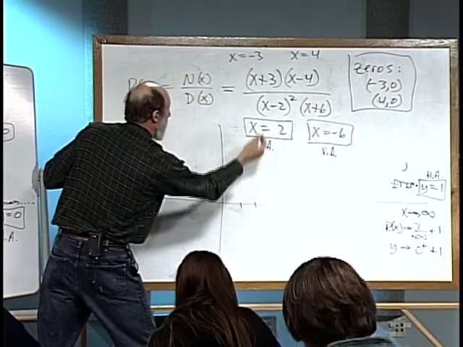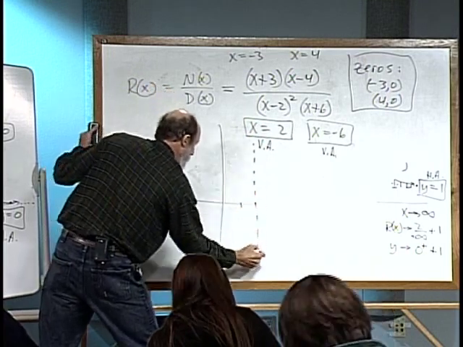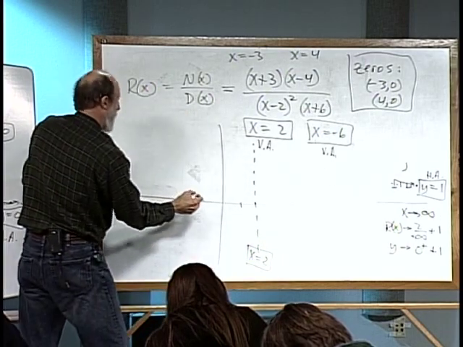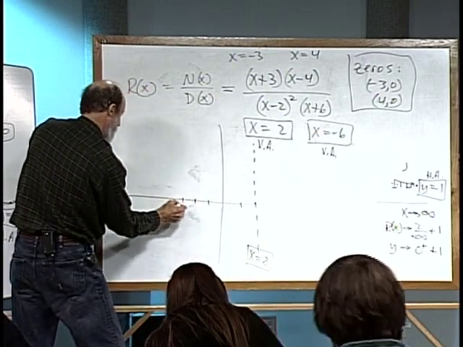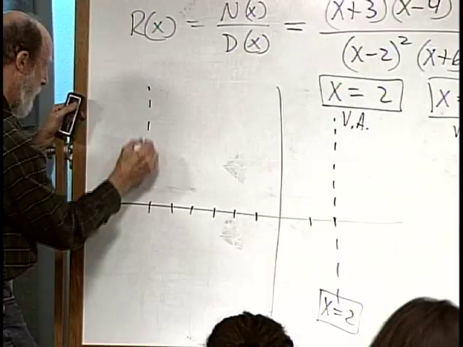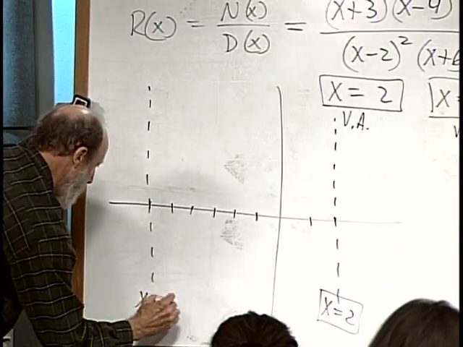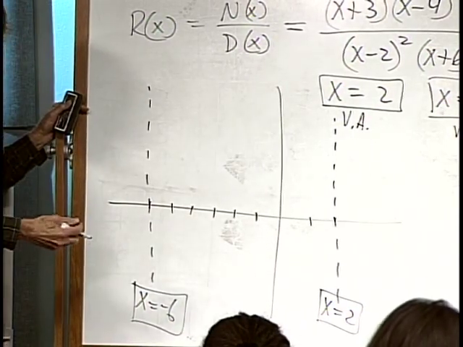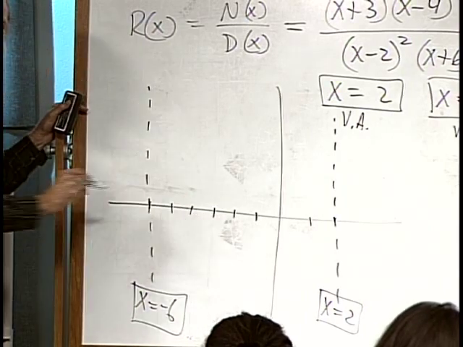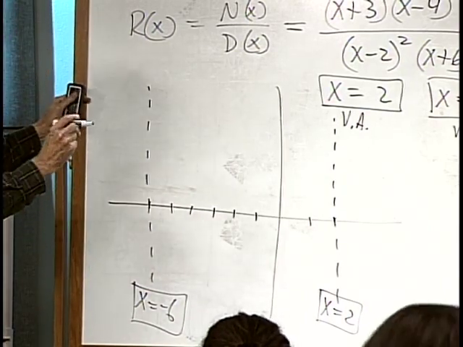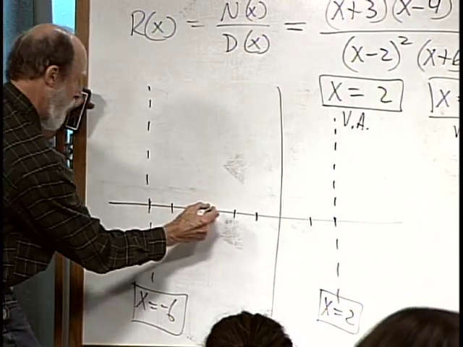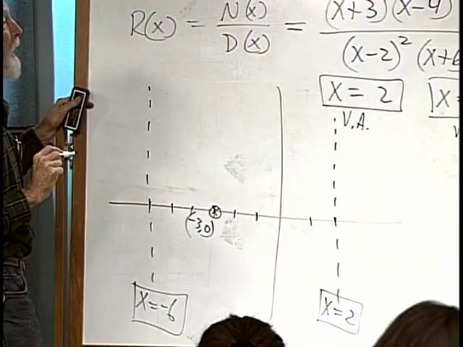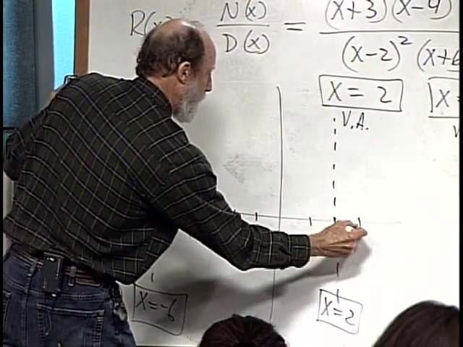At 2, we're going to have a vertical asymptote. At -6, we're going to have a vertical asymptote. I'm trying to model for you good behavior on your paper. Okay? You write the equations down, please. Okay. Now, we've got those two. Oh, we also have some zeros. At -3, we have a 0. And at 4, we have a 0.